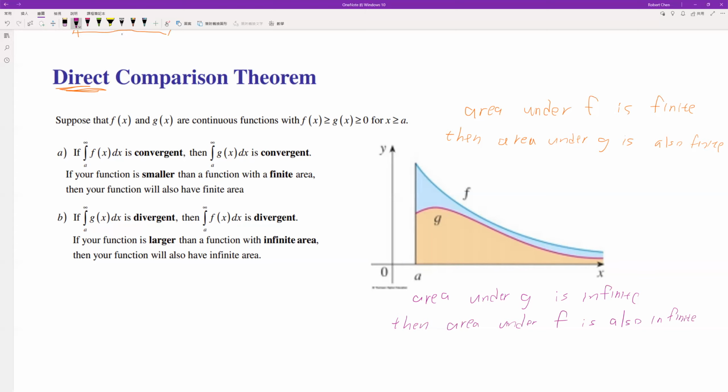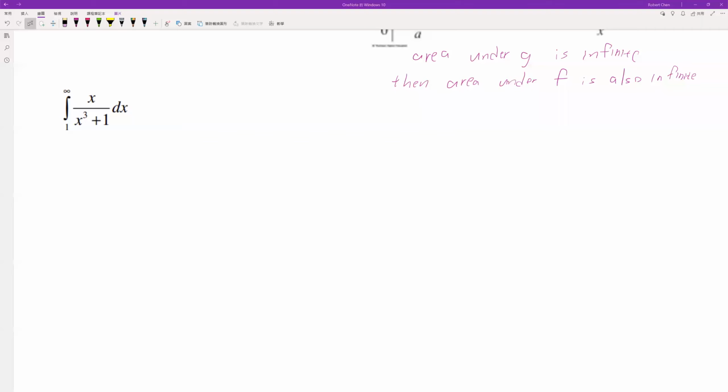And let's look at a few examples. Okay, so our first example, we're taking a look at the area under the curve of x over x cubed plus 1 going from 1 to infinity. Now, when we are approaching infinity, this 1 is not going to affect that much. So we can actually drop this 1. So basically what we're looking at is we have x cubed plus 1, and this is actually smaller than or equal to x over x cubed, right? Without the 1.